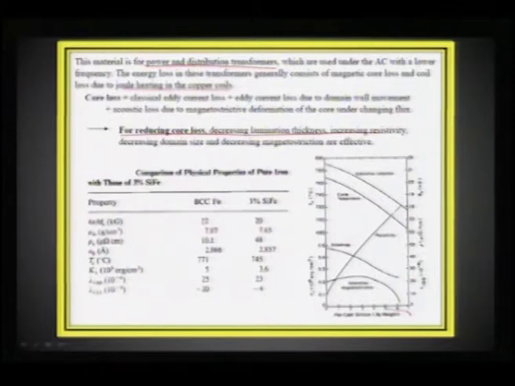And this particular cartoon gives you an idea how a little amount of silicon can rapidly alter some of the properties, for example, saturation magnetostriction or resistivity. You can see how the resistivity varies with just a very little amount of silicon.